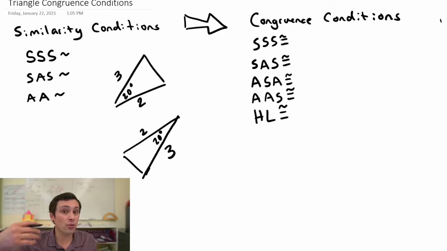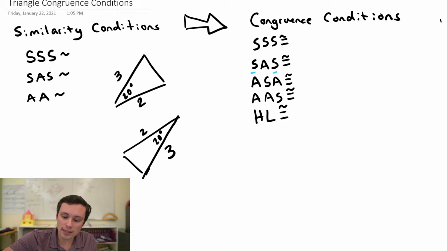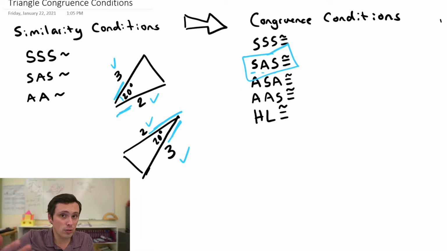Do we have 3 side lengths? No, so we're not going to do the side test. Do we have 2 sides with the angle in between them? Yeah. And do those 2 sides match? Meaning the 3 matches the 3, the 2 matches the 2, and the angle between them matches. That's going to be your side angle side test. So that's the idea of how to use these. You just look at the type of information that you're given and figure out which of those congruence conditions it passes.